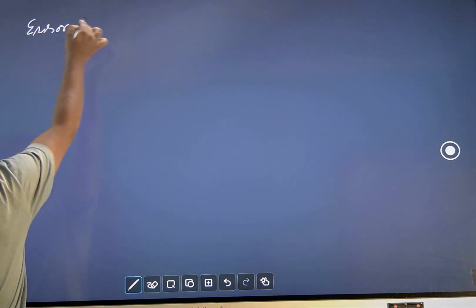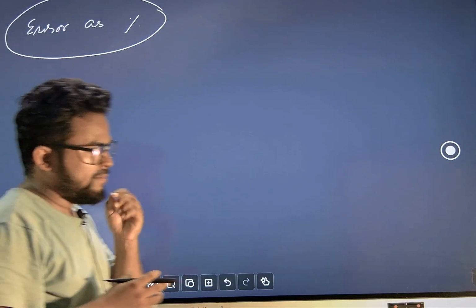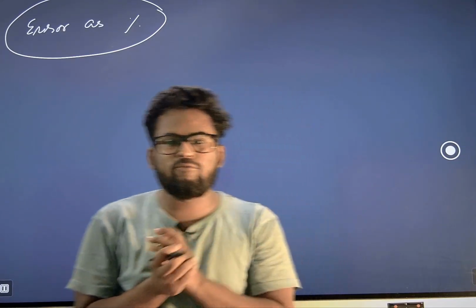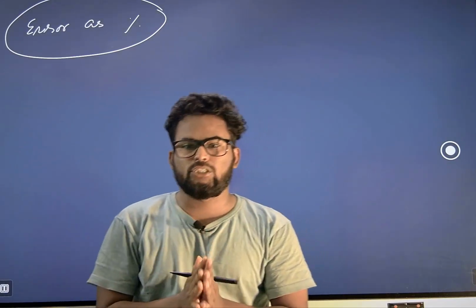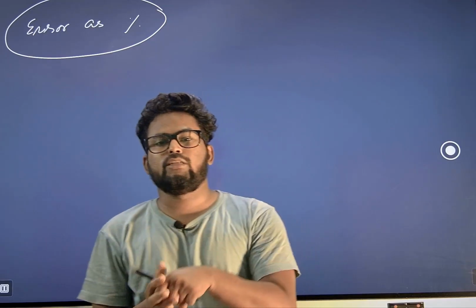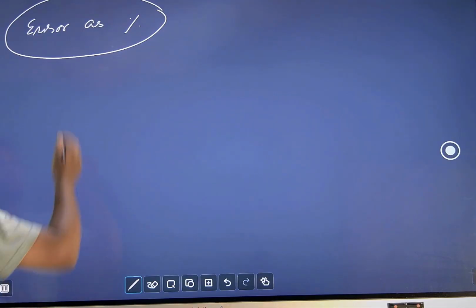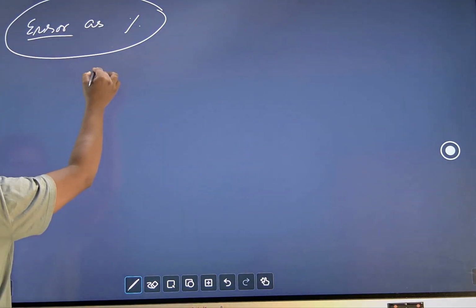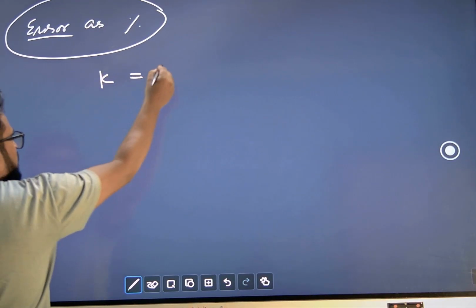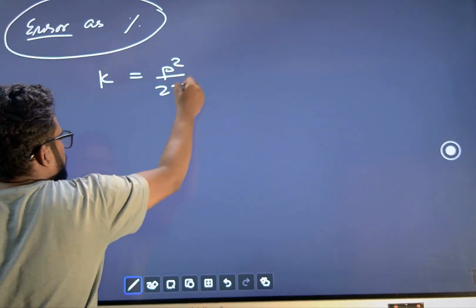Error as percentage. So error as percentage is a particular type of question where we have to calculate percentage change, but using the method of error. Okay, we have to calculate percentage change using the method of error. For example, just suppose that kinetic energy is given as P square by 2m. This is the equation we know. Okay, kinetic energy P square by 2m.